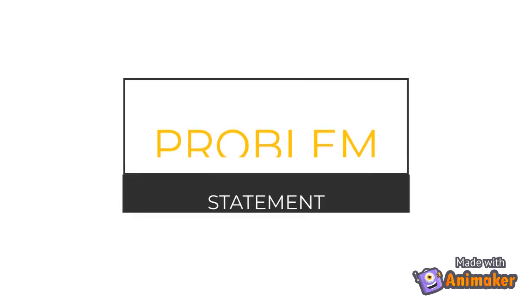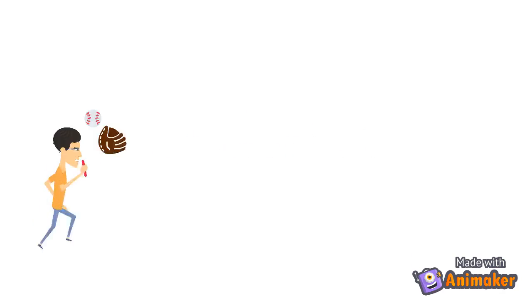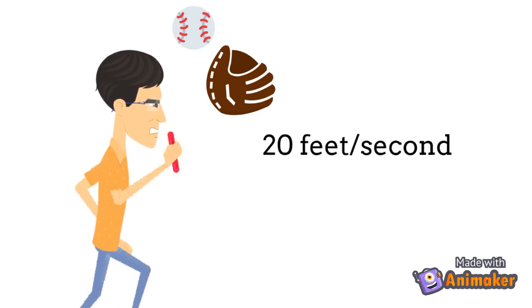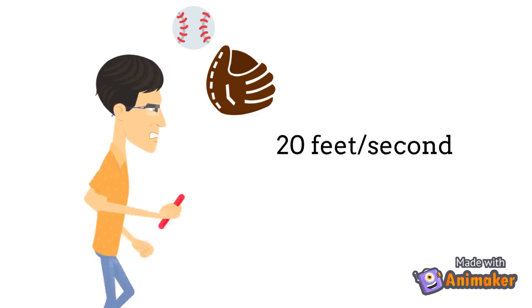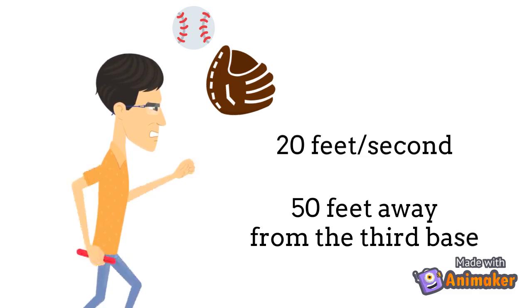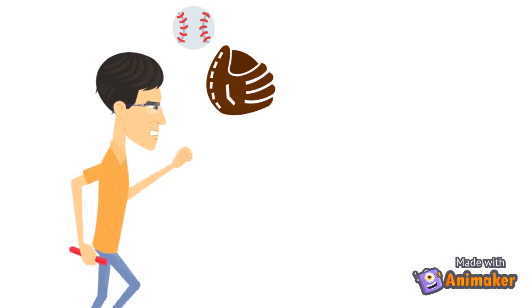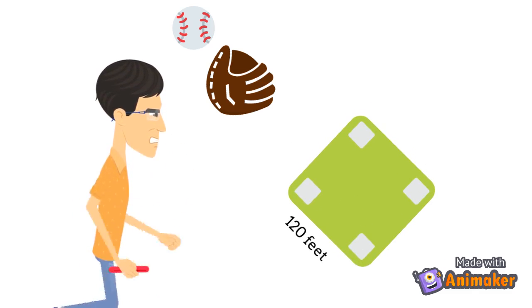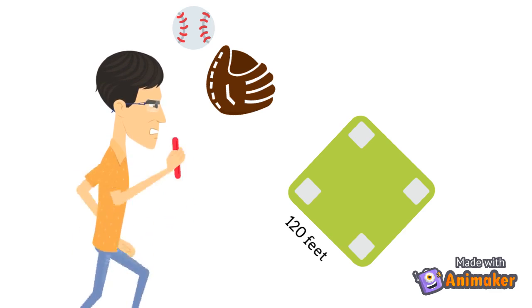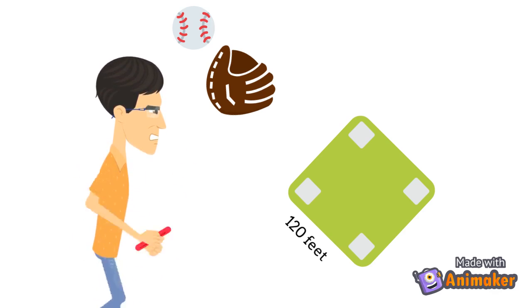So, let's figure out the problem statement. A baseball player is running from second base to third base at a speed of 20 feet per second. He is currently 50 feet away from third base. The baseball field has the shape of a square with a side length of 120 feet. At what rate is the distance between the player and home plate changing?